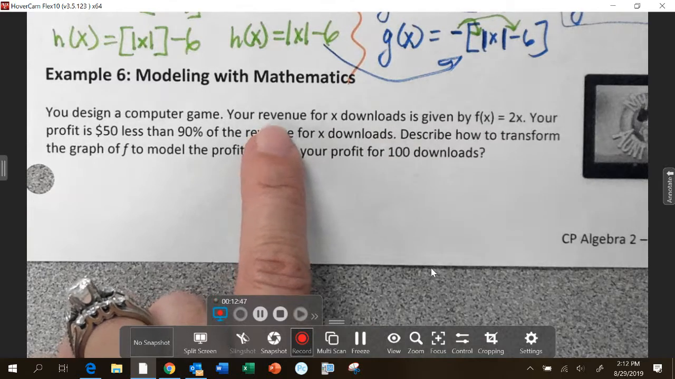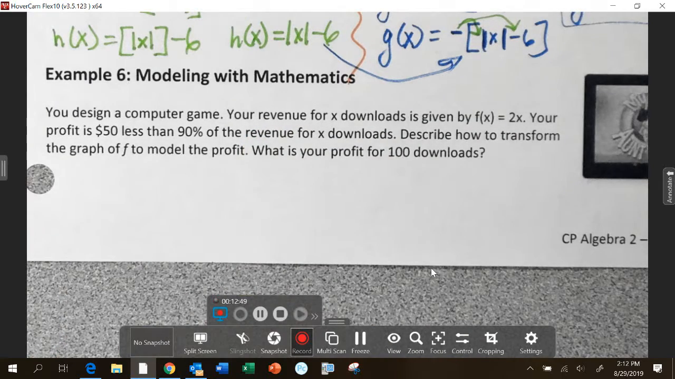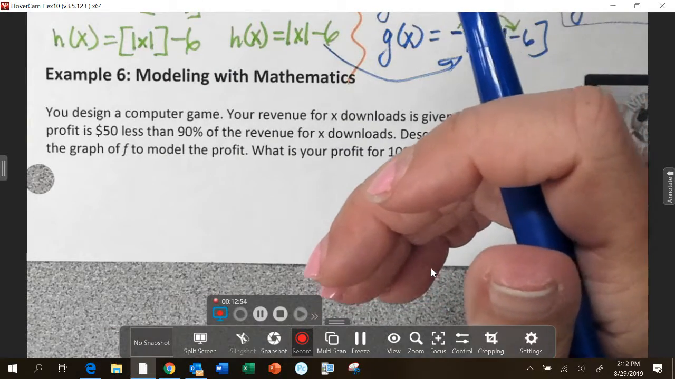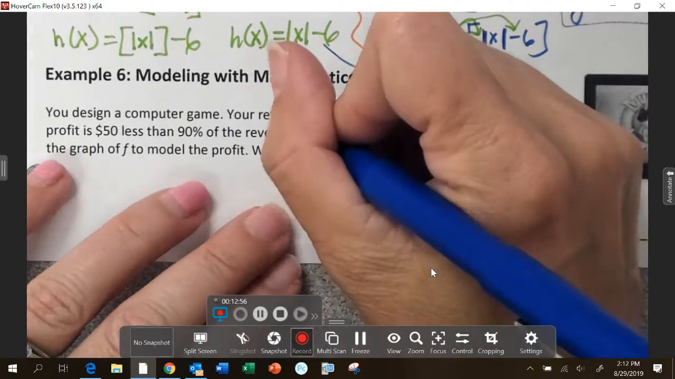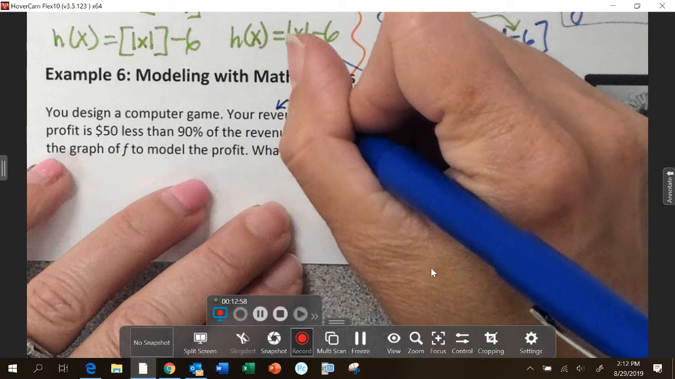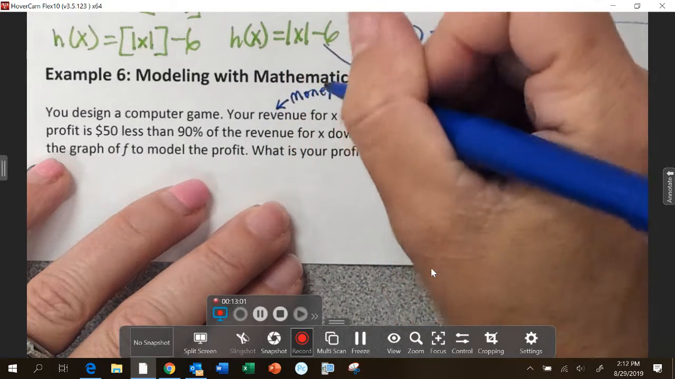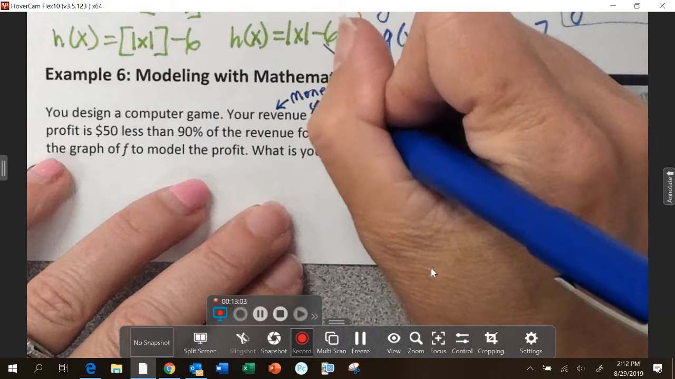What does revenue mean? Money. Profit. No. If it meant profit, it would say profit. Oh! It's actually revenue. Yes.